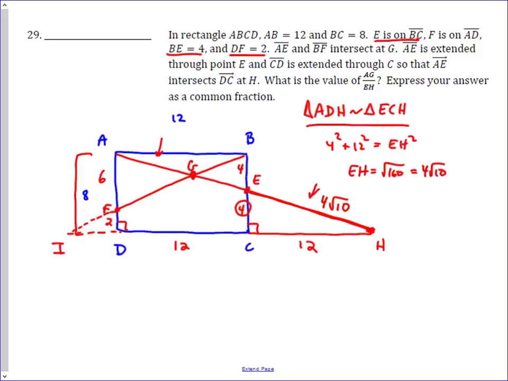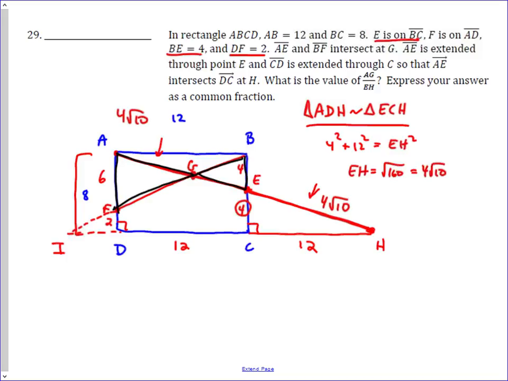And using that, we also know then that AE is 4 square root of 10. And that is because AE is exactly half of AH, and since EH is 4 square root of 10, AE is 4 square root of 10. And then the last thing we need to do is recognize that these two triangles are similar.